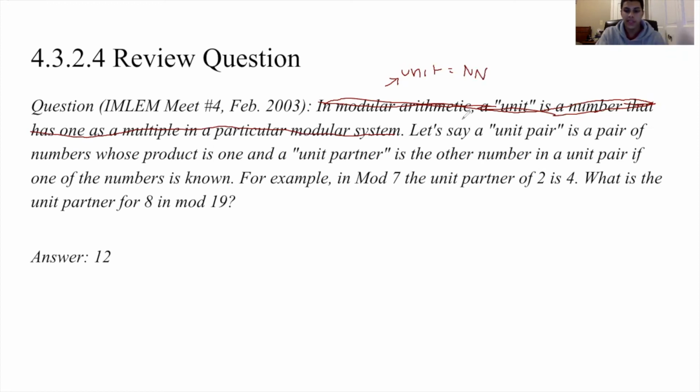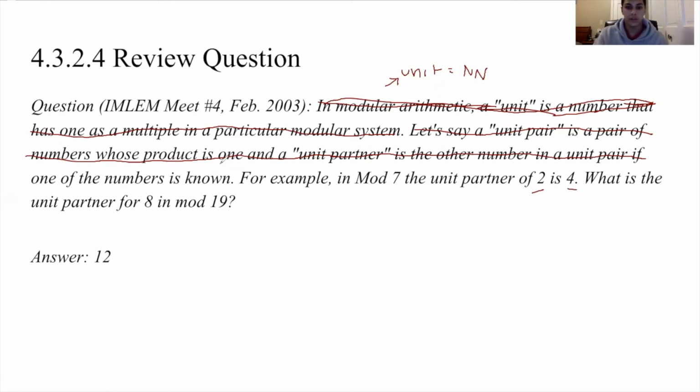All right, so let's say a unit pair is a pair of numbers whose product is 1, and a unit partner is the other number in a unit pair if one of the numbers is known. This sentence is just a really wordy way of saying that numbers have inverses in a mod. In this example, they're just going to call an inverse a unit pair. So if you have a number, for example, 2, then the unit pair of 2 would be 4, even though we just learned that they're called inverses.